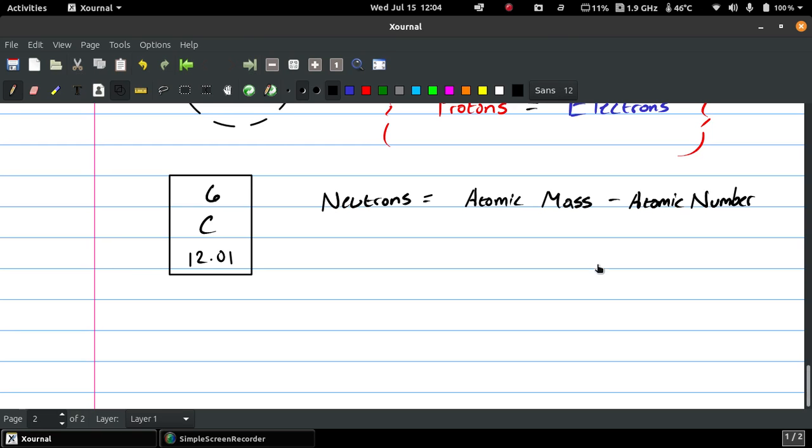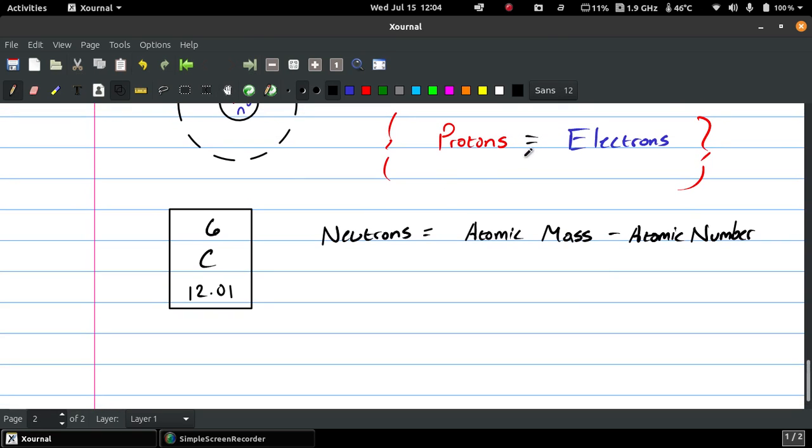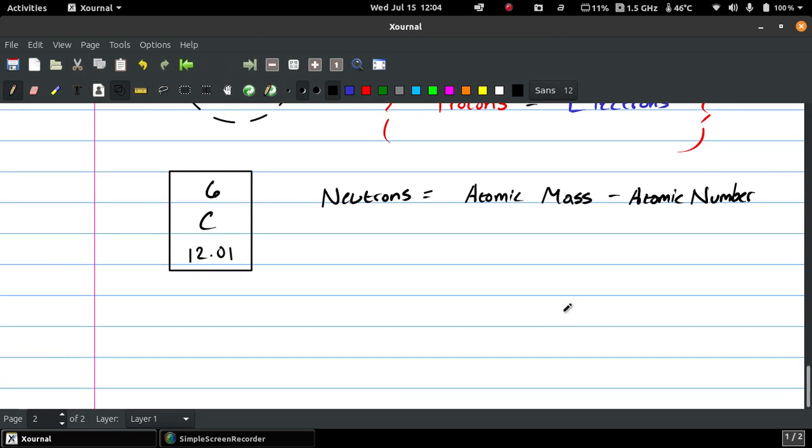And then using this relationship above, knowing that all elements on the periodic table and all atoms are neutral, if we have 6 protons for elemental carbon, that means we have 6 electrons. So remember, protons equals electrons.